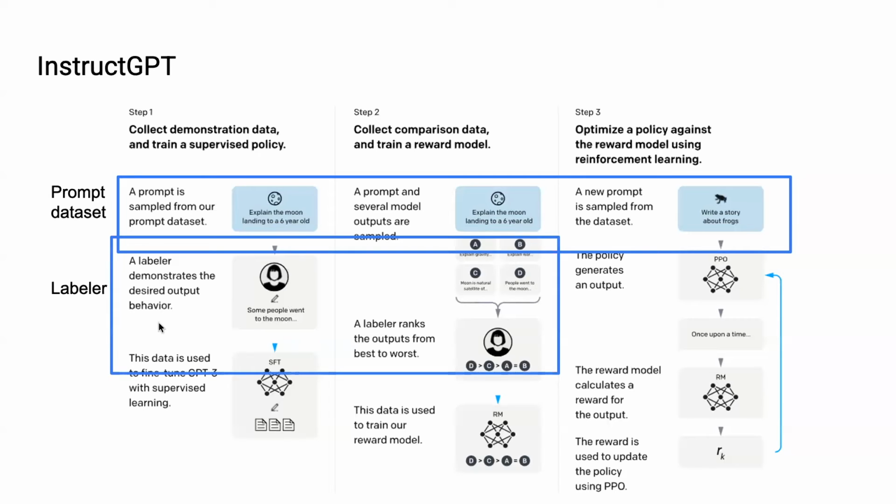And the second resource you need is the labelers, right? So labelers will write the desired outputs for step 1 to do the supervised instruction tuning. And they also provide the rankings to the reward modeling model so that it can learn how humans rank different outputs and align the model outputs with human preference.